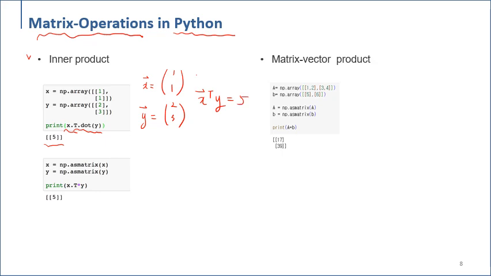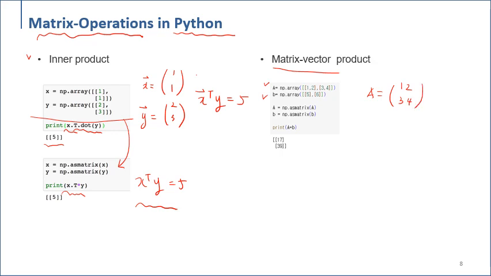And in another way, you can also use the matrix function. By defining this NumPy array as a matrix, you can calculate x transpose y, which is equal to 5. And the second example is the matrix-vector product. To do that, you first define the A matrix as 1, 2, 3, 4, and the B vector as 5, 6. And by defining these A and B as matrices, and by calculating A times B, you can also get a result.